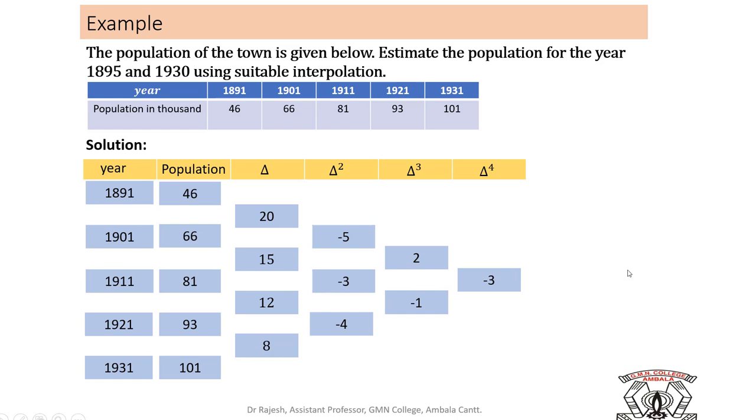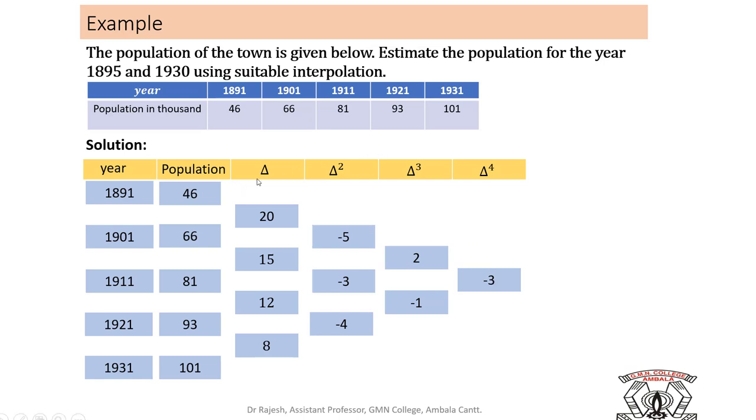This value is picked from here, 101. This 8 is picked from here. This minus 4 is picked from here. Minus 1 is picked from here. Minus 3 is picked from here. So the end values in the concerning columns are picked.